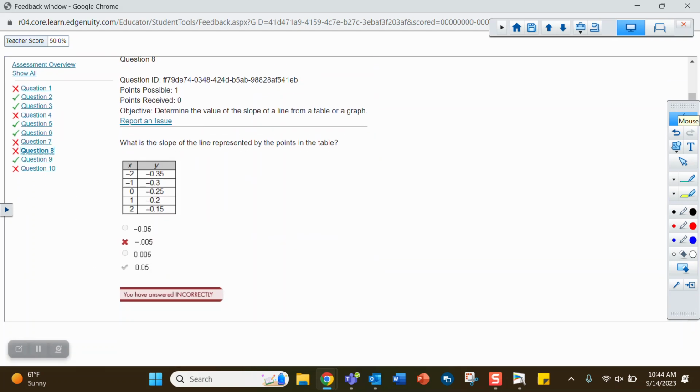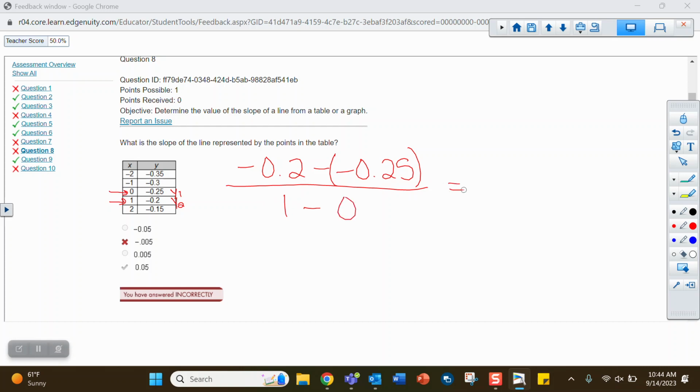What is the slope of the line represented by the points of the table? Again, you're picking any 2 points. I always like to pick the 0 point because I think it's easy. I'm going to pick one, -0.2, because it at least has a +1. So I'm doing -0.2 minus -0.25. That's my y2 minus my y1. Then I'm going to do x2 minus my x1. So I'm going to add a positive when I'm subtracting a negative.